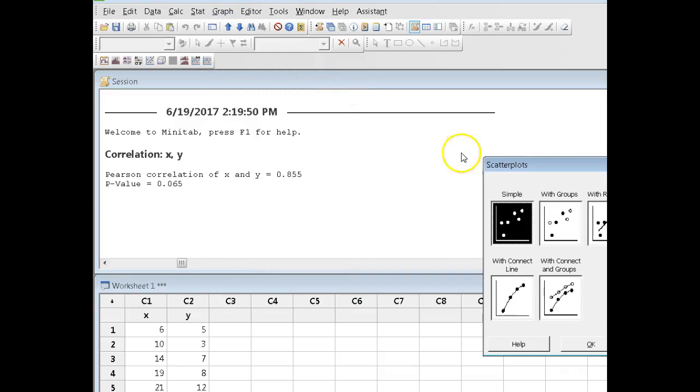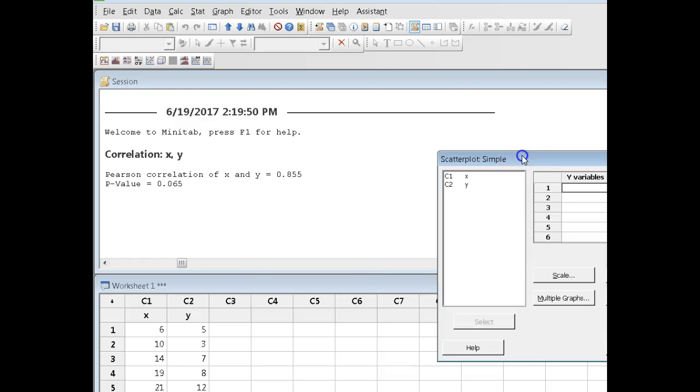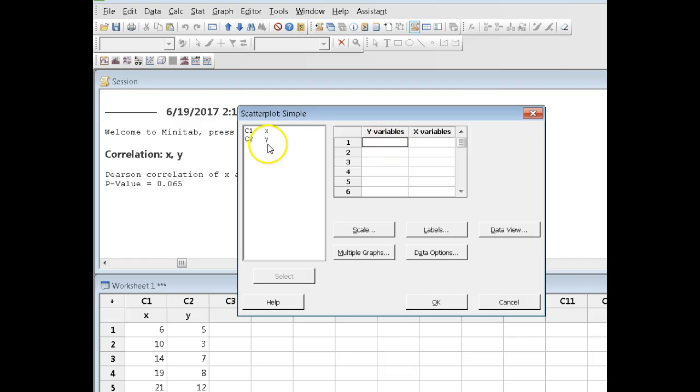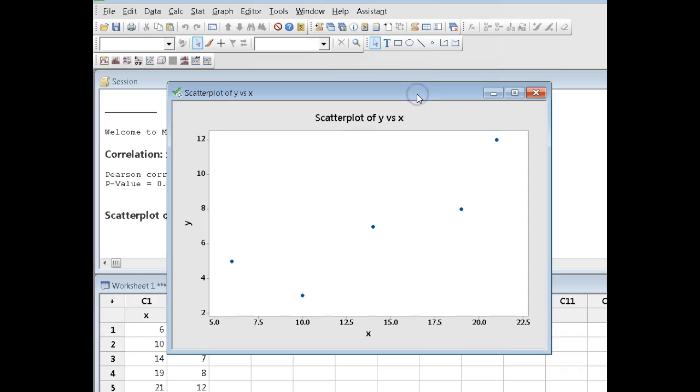scatter plot. So, all kinds of different options, but we are just going to do a simple scatter plot right now. And a window opens up, and I guess obviously we want Y on the Y and X on the X. Now, I've called them X and Y. This could be a whole bunch of different things. Keep in mind the Y variable is always the dependent variable, and X is always the independent variable. Now we're just going to let Minitab do its own thing, and here's the scatter plot of these data.